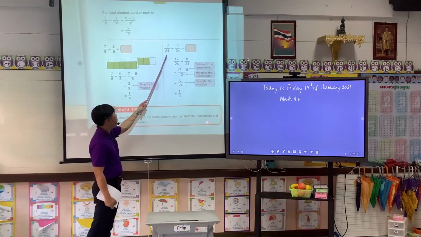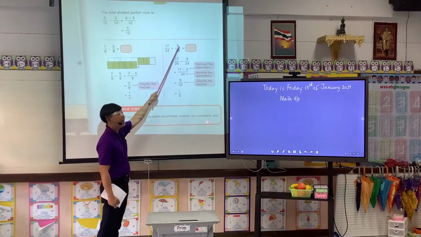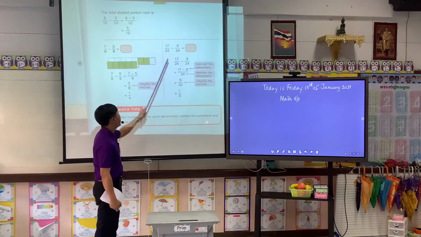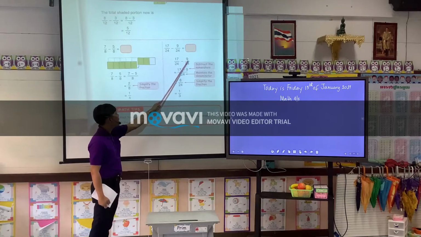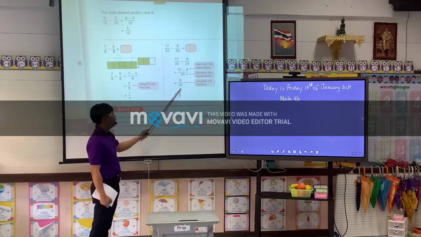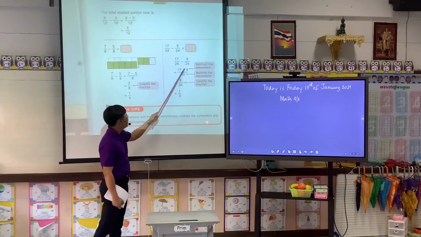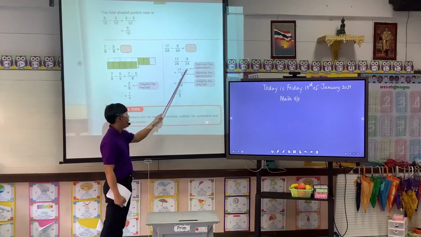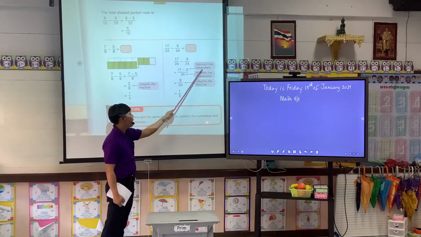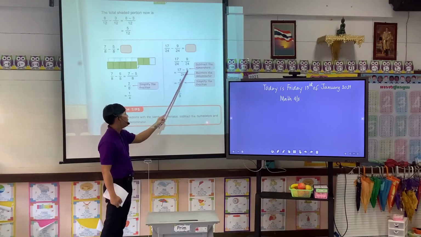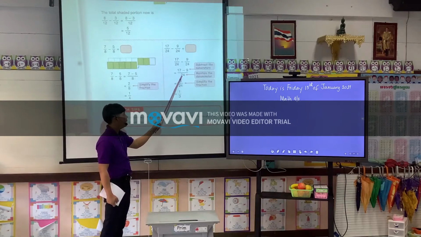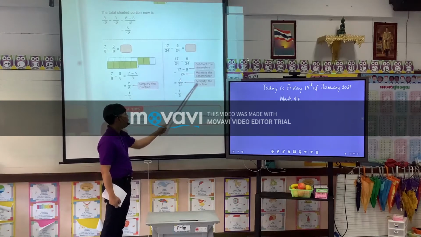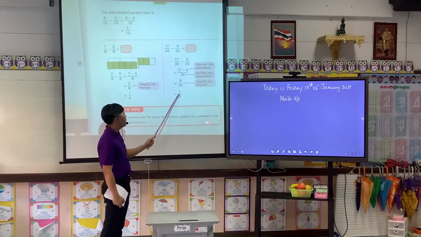Okay, more examples. 17 over 24 minus 9 over 24. Copy 17 over 24 minus 9. 17 minus 9 is 8 over 24. So subtract the numerators: 17 minus 9 equals 8. But the denominator we should maintain or copy. Right? So 8 over 24, simplify the fraction, or we can say 1/3.